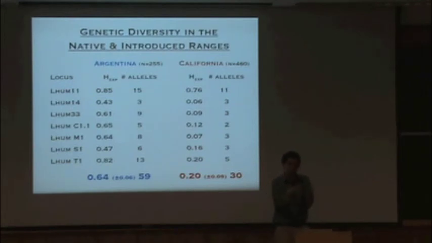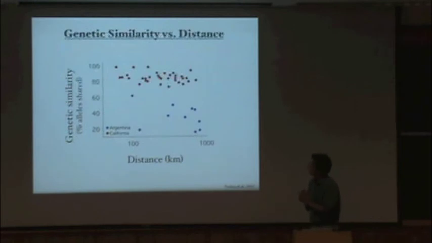You have this initial propagule that's introduced, and then as the population grows and spreads, they all remain descended from that initial small propagule. So they've gone through what's called a population bottleneck, and they've experienced a genetic bottleneck, where they've lost genetic diversity. Interestingly, though, if we look across space, we see a pattern that matches the behavioral patterns we've seen.